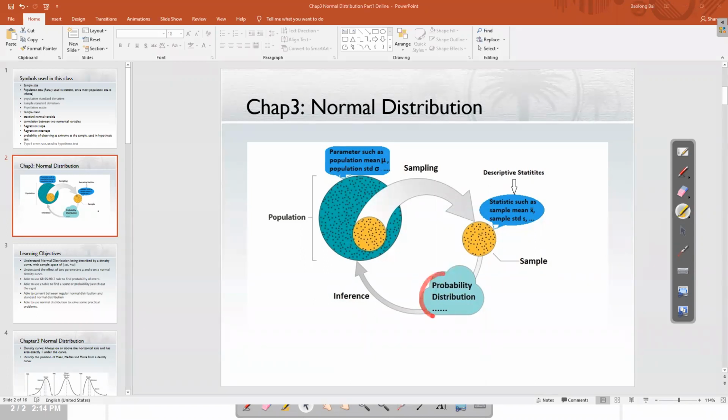This is still on the second cluster of the class, probability and distribution. We have one more theory class to go. Then we're gonna go to inferences, right? That will be the last cluster. Okay.